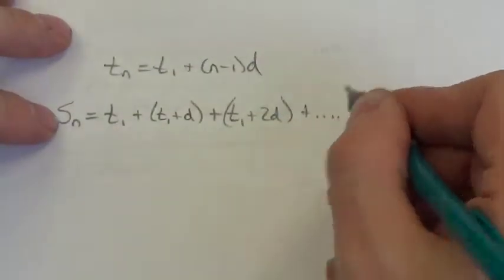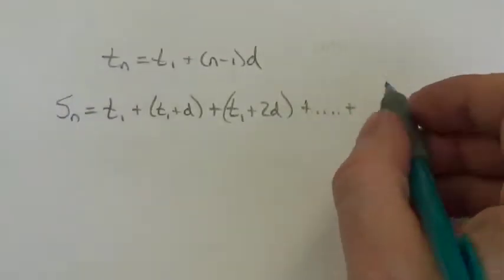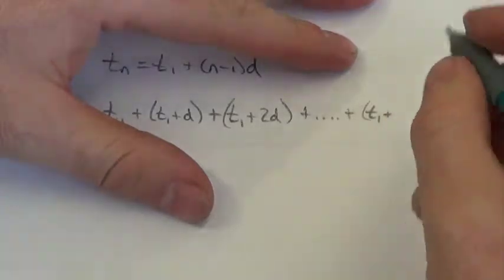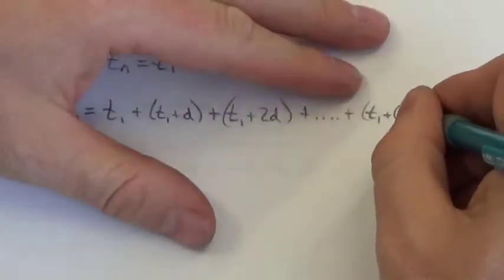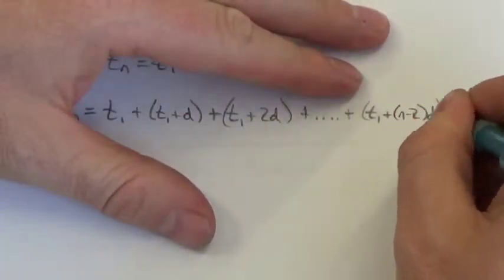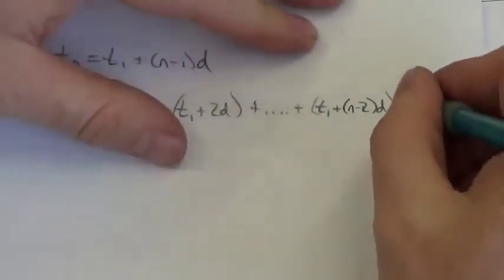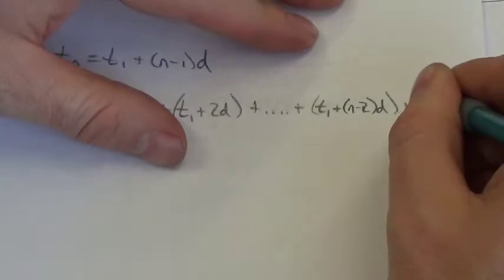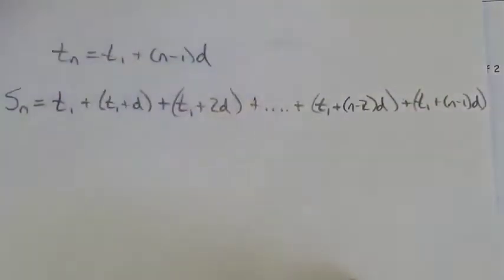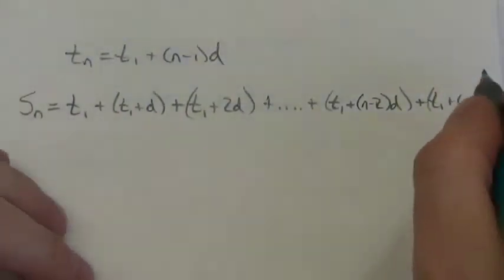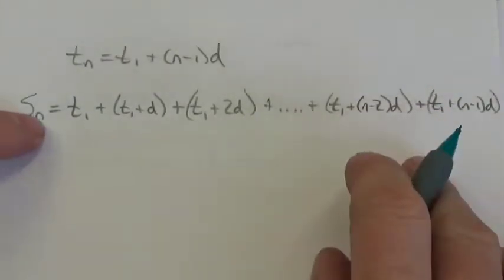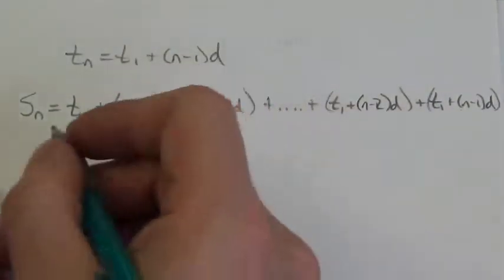Now we're going to keep doing that until we get up to, well, this is going to be the first term plus, let's say, n minus 2 times d. And then remember, our last term is going to be t1 plus n minus 1 times d. That's because that's our formula, right? That's the general term of our formula. That right there would give me the nth term. And I'm adding up to n terms.